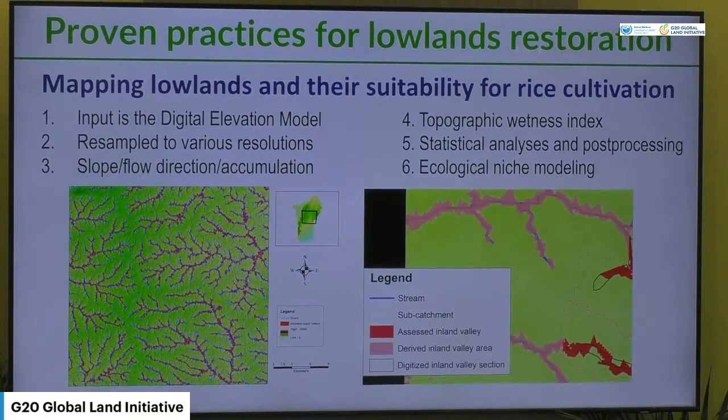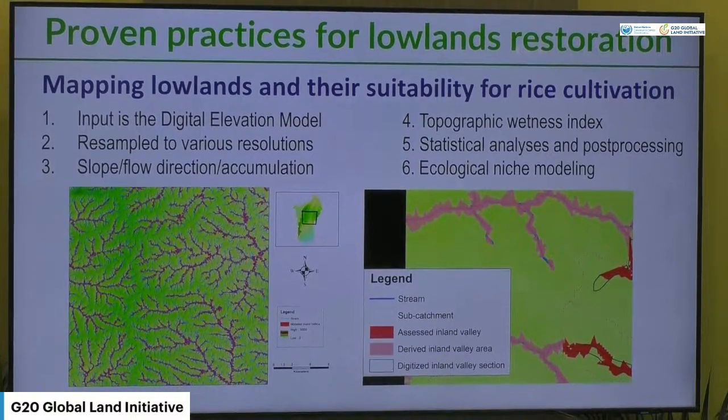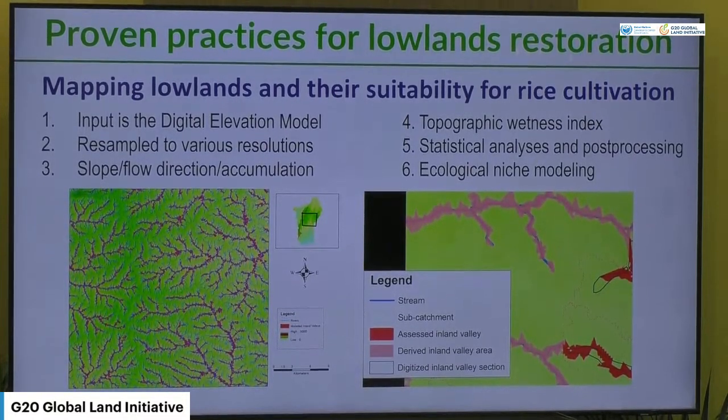In terms of proven practices for accelerating lowland restoration, AfricaRice and its partners have developed an approach that helps to map lowlands and their suitability for rice cultivation. This is an important input if you want to preserve lowlands, because that approach helps to identify the lowlands that are suitable for rice cultivation, and also the lowlands that are not suitable, which can be used for biodiversity and ecosystem services preservation. That approach is based on 6 steps that are listed there, combining the use of GIS, remote sensing, and ecological niche modeling.